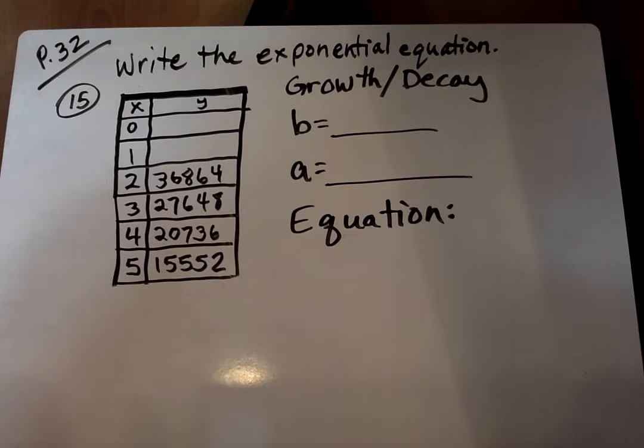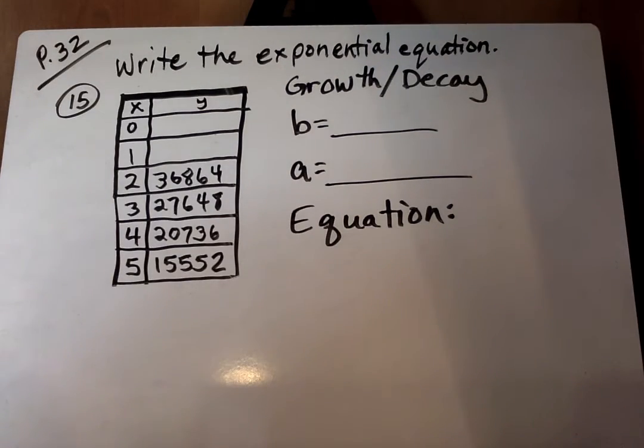Hello, students. We are doing the wrap-up of Chapter 1, Part 2 here. We are on page 32, and I'm doing number 15. It says, write the exponential equation. First of all, is it growth or decay?